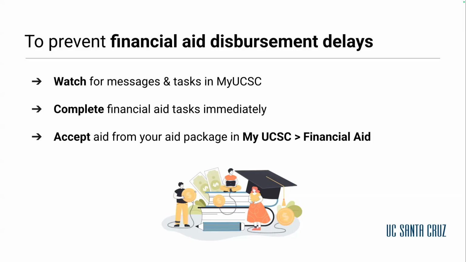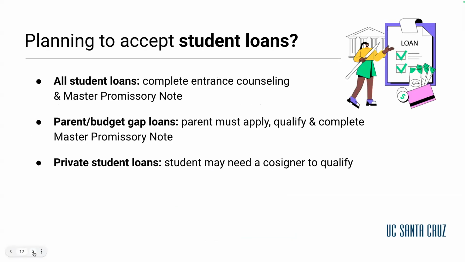And then, as soon as your aid package comes into My UCSC in the financial aid tile, make sure you accept the amounts and types of aid you want. Also, if you're planning to accept student loans, all student loans require you to complete entrance counseling and a master promissory note before those funds can disperse. There will be instructions in your My UCSC portal and in your email, so watch for those tasks and make sure you get them done.